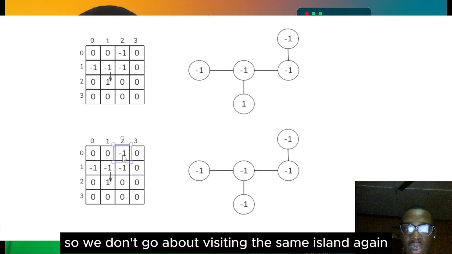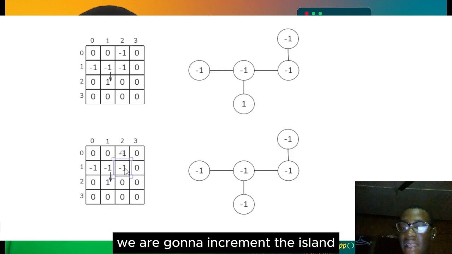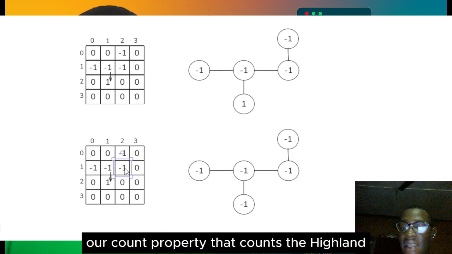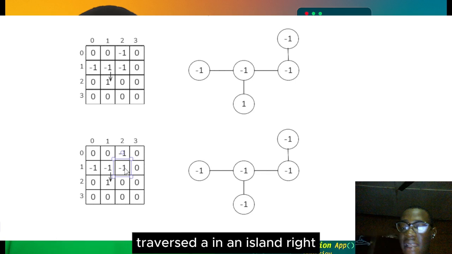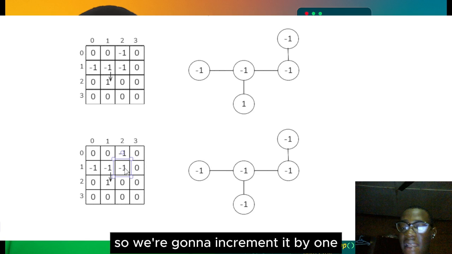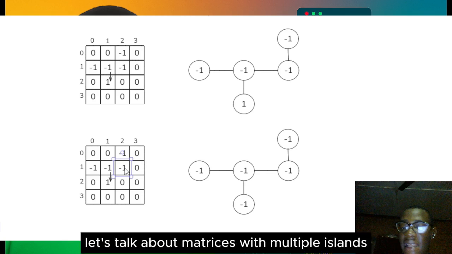So now that we have effectively navigated through the land and marked it as visited, so we don't go about visiting the same island again, we are going to increment our count property that counts the islands. So we're going to increment it by 1 because we found and traversed an island, right? But now let's talk about a matrix with multiple islands.